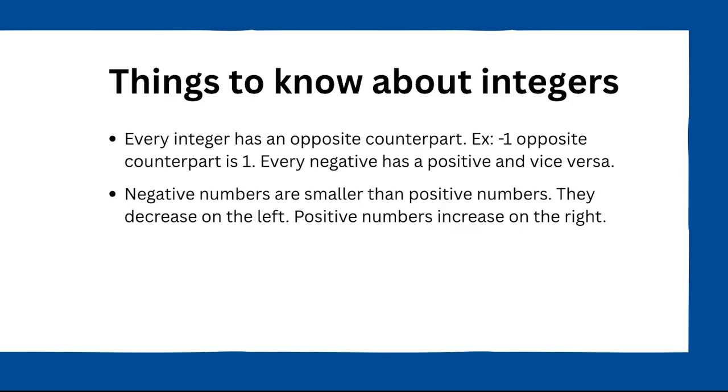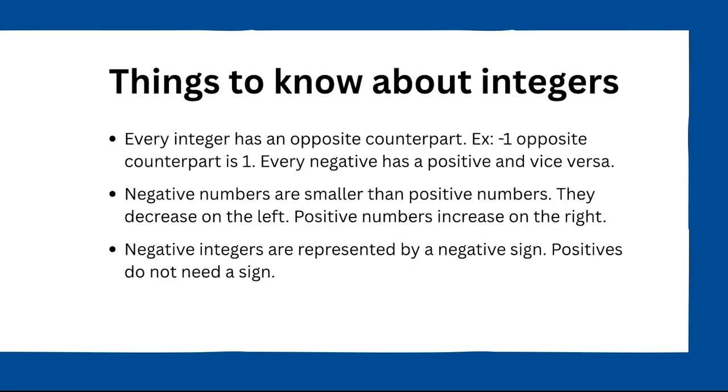Another thing to note is that negative numbers are smaller than positive numbers. They decrease on the left. Positive numbers increase on the right, and we see this on our number line. This goes for any number line. Positives are always going to be on the right, and negatives are always going to be on the left.